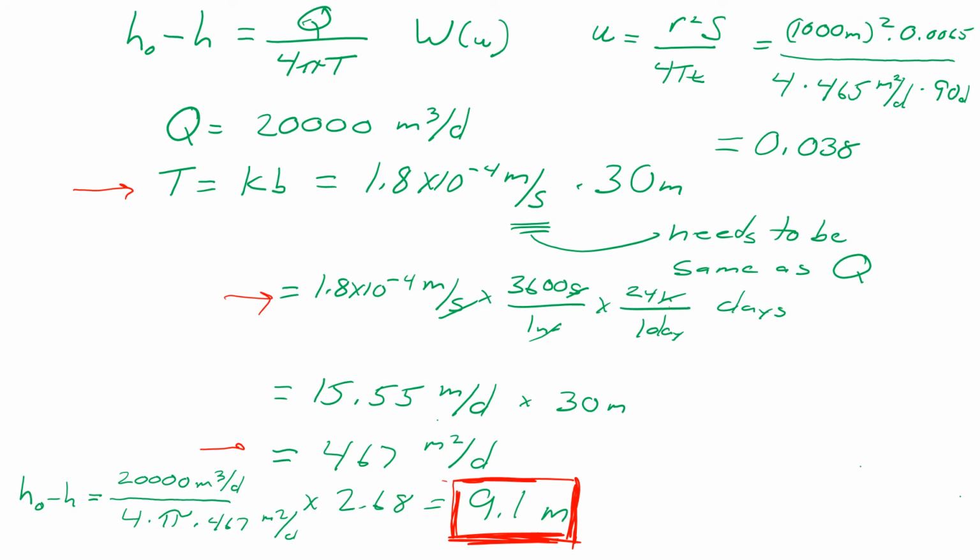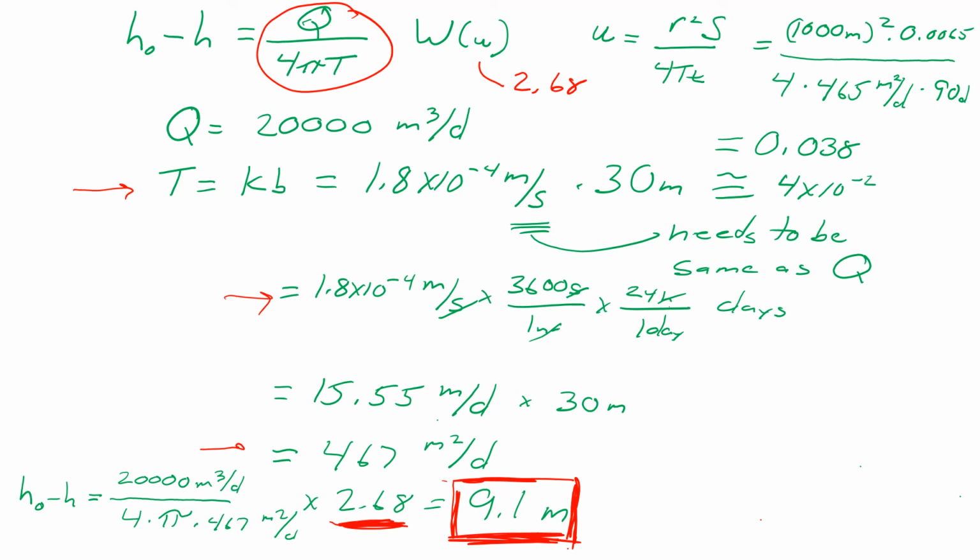Now, if you look at your chart, there's no 3.8 times 10 to the minus 2. The closest thing you have is 4 times 10 to the minus 2. So for our purposes, we will go with 4 times 10 to the minus 2. And if that's the case, your W sub U turns out to be 2.68. You multiply 2.68 times the rest of this equation.